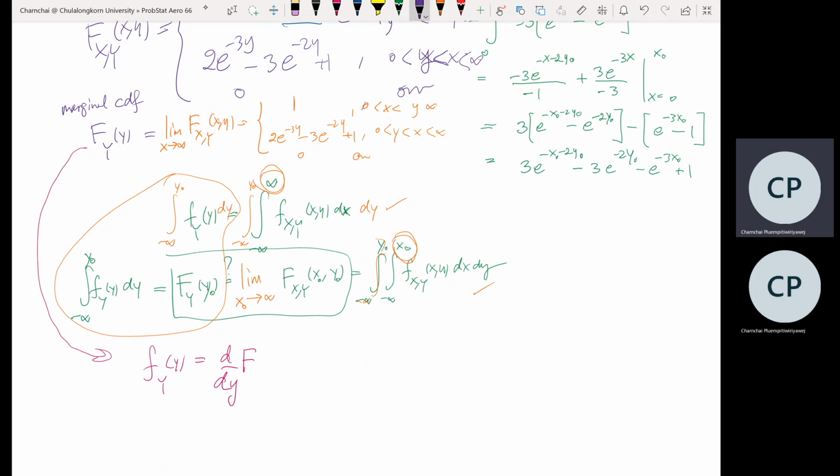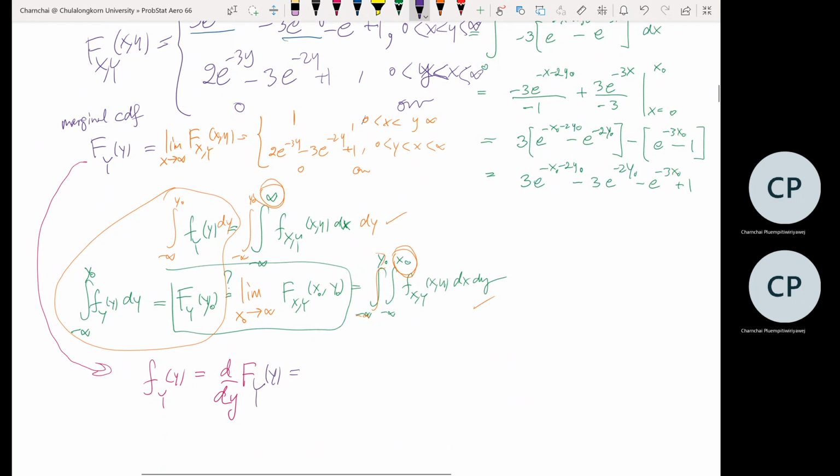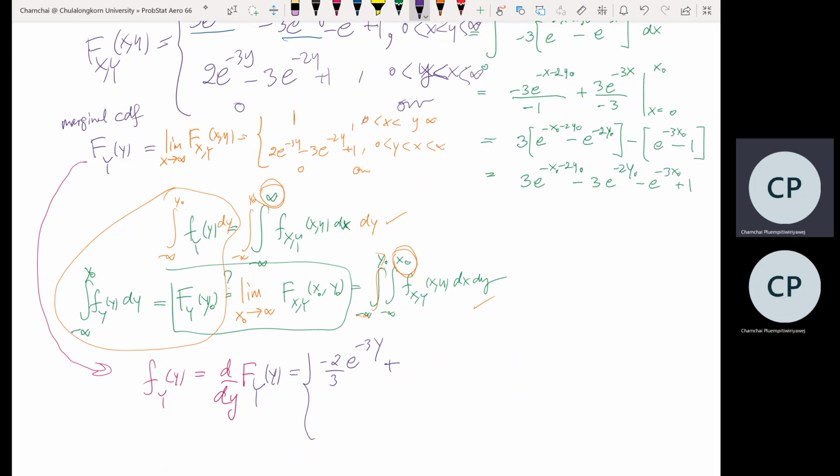Okay, y. So we just take the derivative of that. What do we get? d by dy, we got negative 2 over 3 e to the negative 3y, plus 3 over 2 e to the negative 2y.